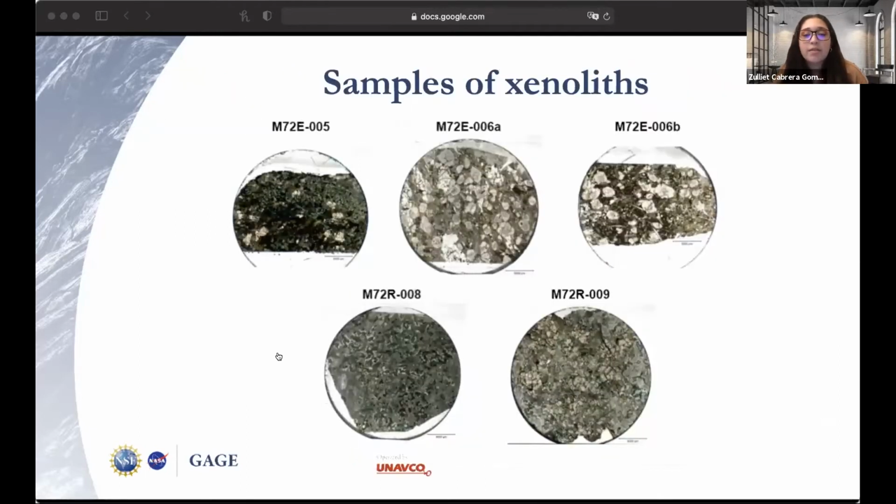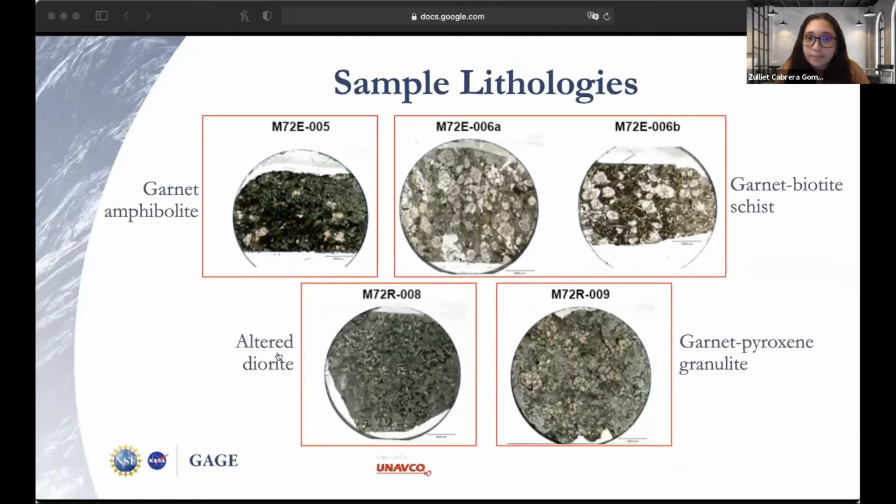Here you see the thin sections that my mentor and I were looking at for the entirety of the summer. And notice how there's a variety of textures throughout each thin section. This tells us something about the lithology. And this just tells us that there's different lithologies within the samples. 005 is a garnet amphibolite. 006 is a xenolith that was broken into 2 thin sections with a garnet biotite schist lithology. 008 is an altered diorite, and 009 is a garnet pyroxene granulite.